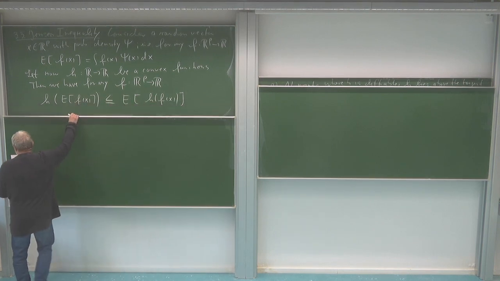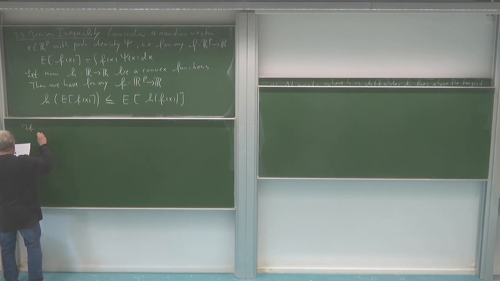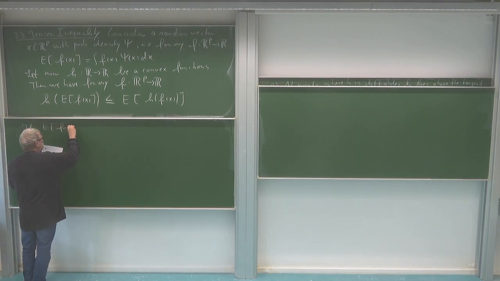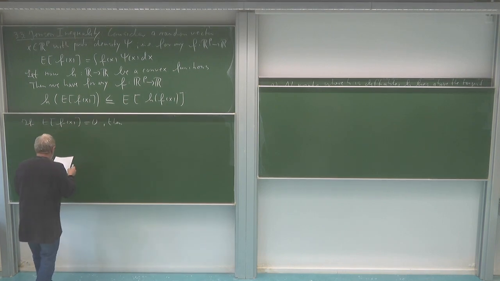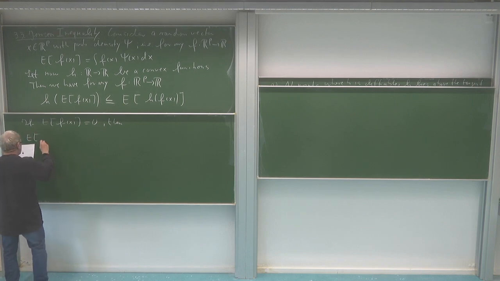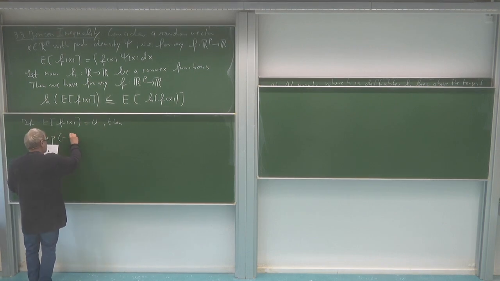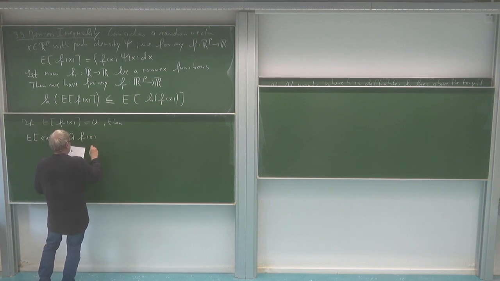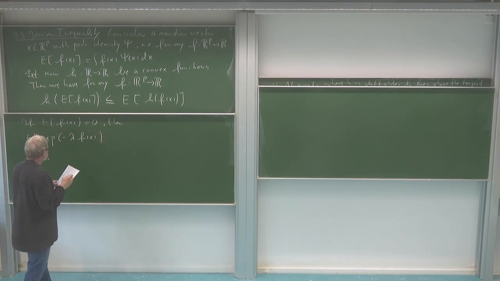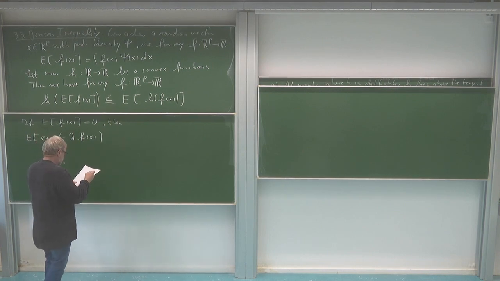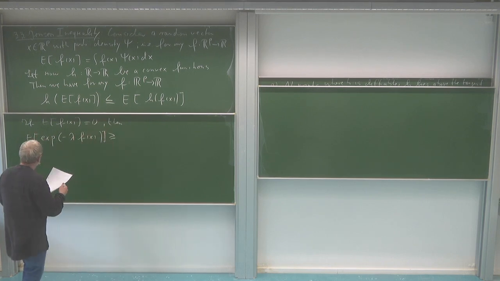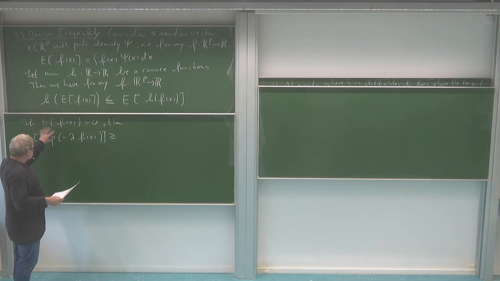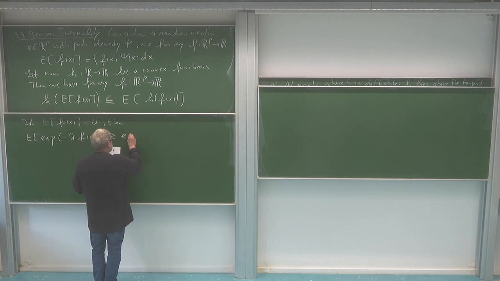And of course, if we apply it to this, if the expectation of f of x is equal to 0, then in particular Jensen tells us, if I take now the expected value of the exponential function, here minus lambda of f of x, for lambda positive, let's say, that I can estimate this. The exponential function is convex, so we can use Jensen's. This is bigger than the exponential function.